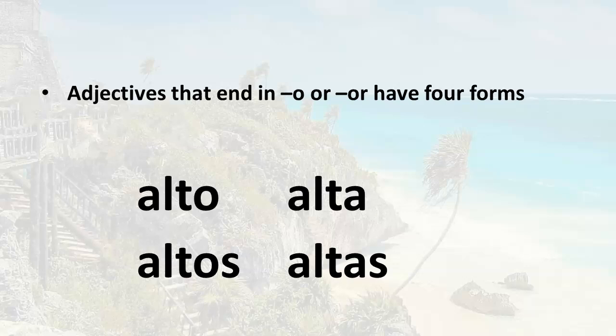The basic adjective in Spanish is one that ends in O or OR, and these adjectives have four forms. I like to call them four-form adjectives, obviously. So the word for tall, the default form is usually the masculine singular form. This is the form that you'll find in a dictionary. So alto, alta, altos, altas are the forms that you'll use depending on the noun or the pronoun that you're using.